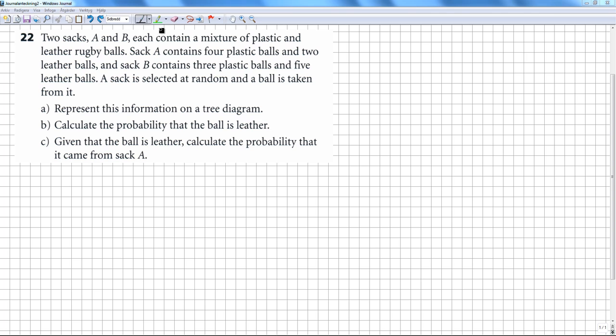First, we have to represent all this information on a tree diagram. So let's do that over here. We begin here. A sack is selected, so the first choice is we either select A or B. Sack A or sack B. And the probability is, it's a 50-50 situation, so it's 1/2 and 1/2.